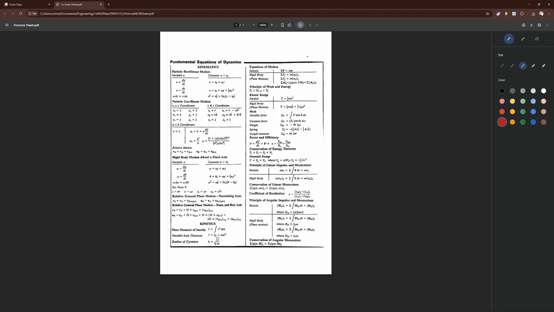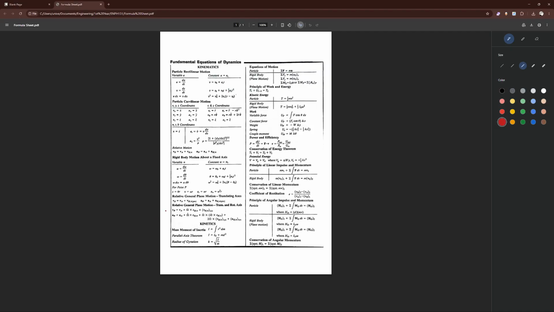Okay, hello. I'm going to be making videos basically explaining concepts and doing practice problems for dynamics, first year dynamics for engineering students. So basically, this is the formula sheet used at my university. So I'm going to be following this.